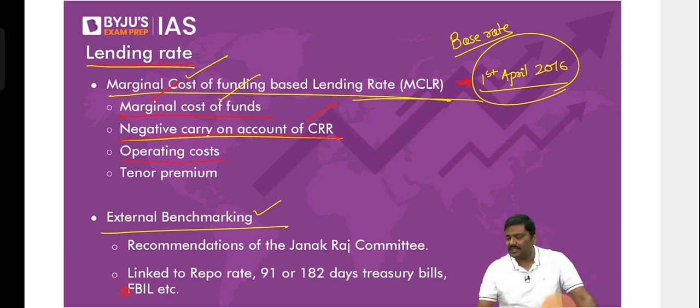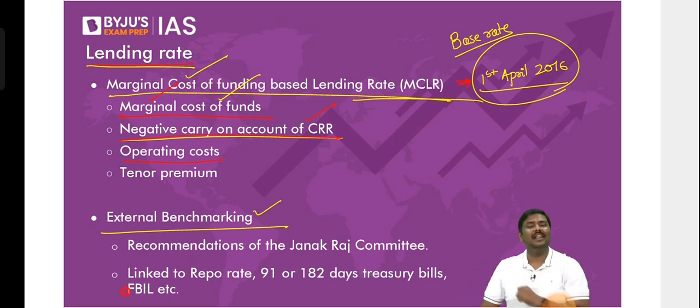Why will the bank account for operational expenses? They have employees to pay salaries. They'll have to pay electricity bills. They'll have to pay rent.